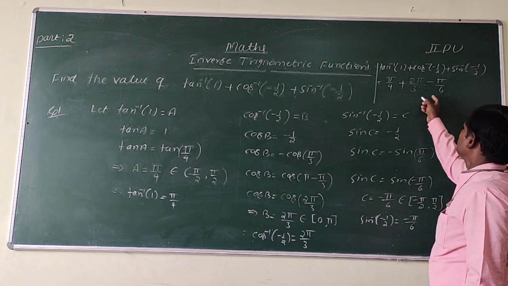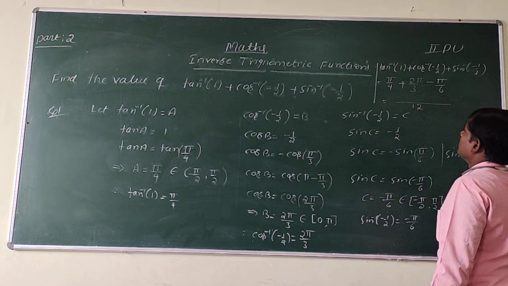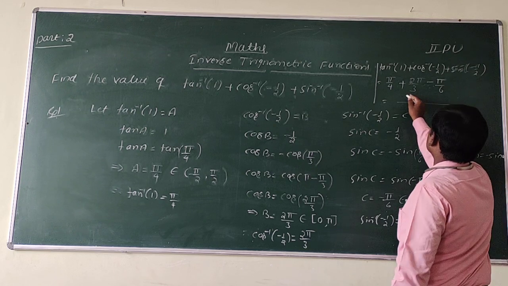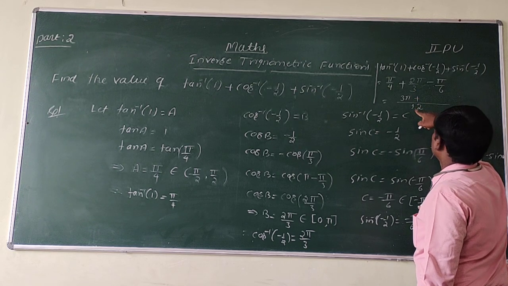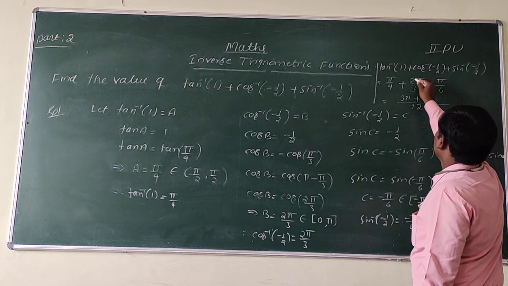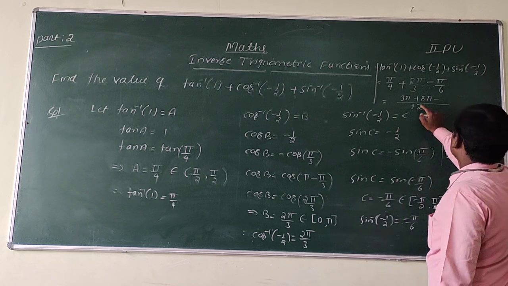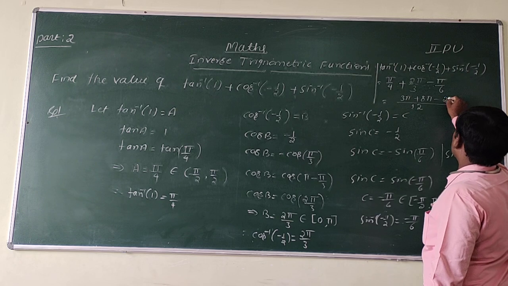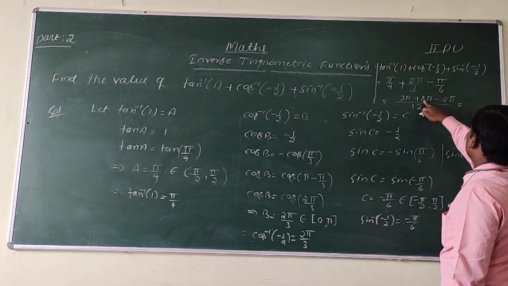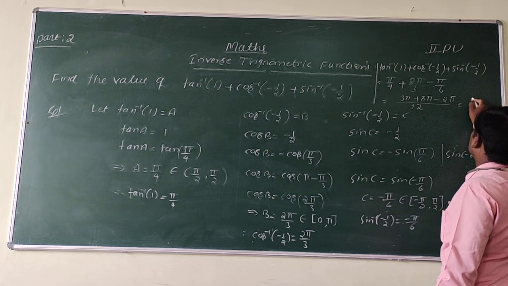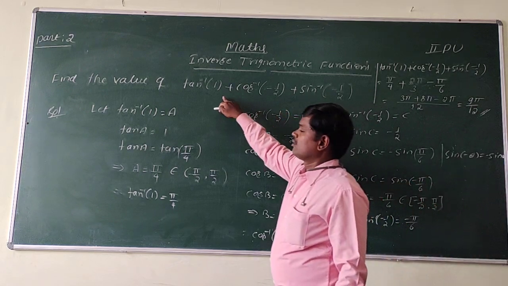Okay, so take the LCM. The LCM is 12. So 12 divided by 4 is 3, giving 3 pi; 12 divided by 3 is 4, and 4 into 2 is 8 pi; and 12 divided by 6 is 2, giving minus 2 pi. So 8 pi minus 2 pi, that is 9 pi by 12. So this is the value of the given problem.